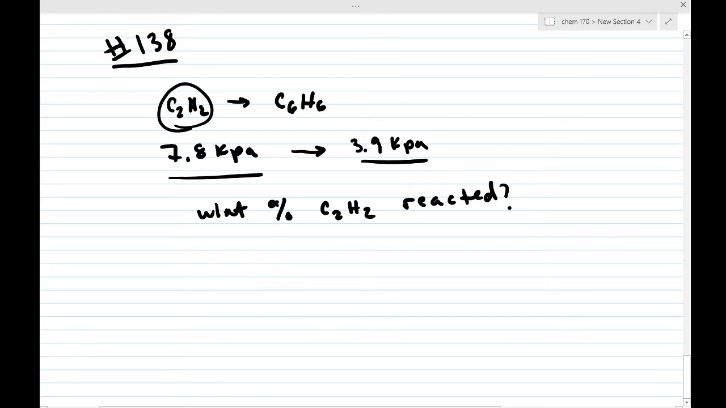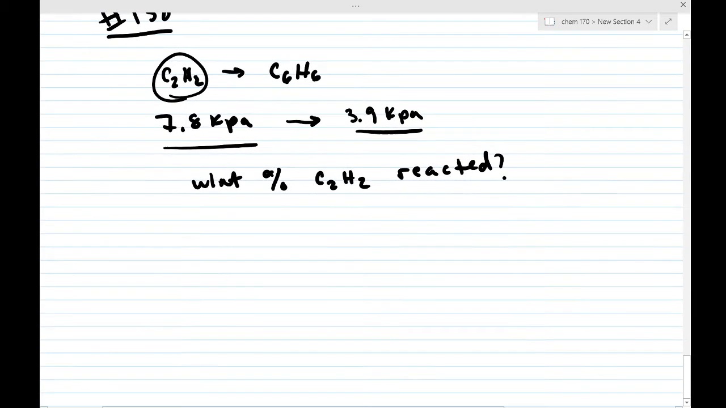Let's go through a little bit about what we know about the problem. C2H2 reacting to form C6H6 is not a balanced equation. We have to balance this, and it turns out that it's really easy to balance. So 3 moles of C2H2 will react to form 1 mole of C6H6.